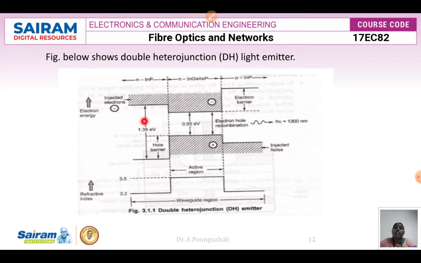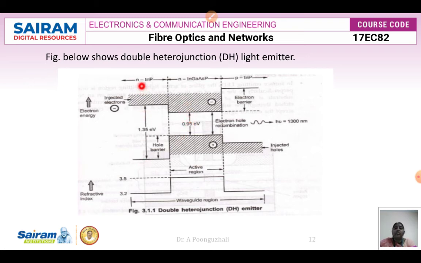On either side of this active region, I am going to have your N-type indium phosphide material. On the other side, I am going to have your P-type indium phosphide material. The thin active layer present between the P and N type material is nothing but your indium gallium arsenide phosphide, which is going to be of N type material there. So here we are going to use different energy levels.